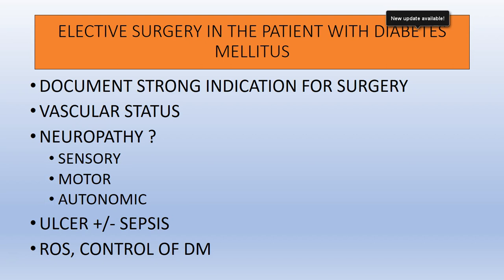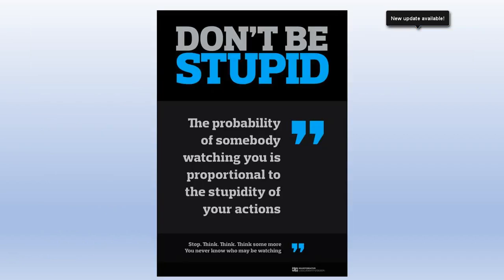You document the adequacy of the vascular status, that you assess the patient for sensory, motor, and autonomic neuropathy, and document an understanding of the potential role of these neuropathic factors in healing. If there is an ulcer, you want to document the presence or absence of any infection, and certainly you want to document the status of their diabetes control and a general review of systems. What you don't want are records that make you look poorly.